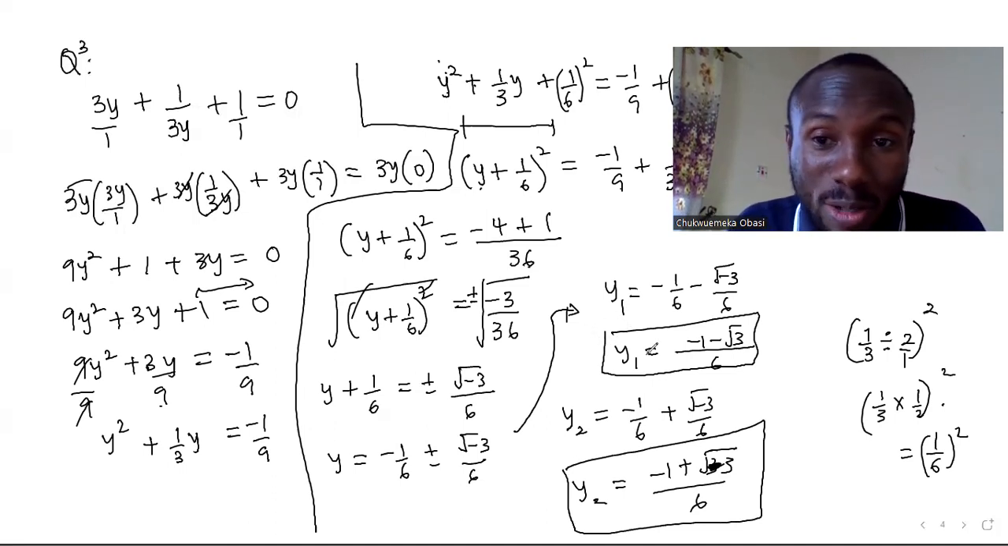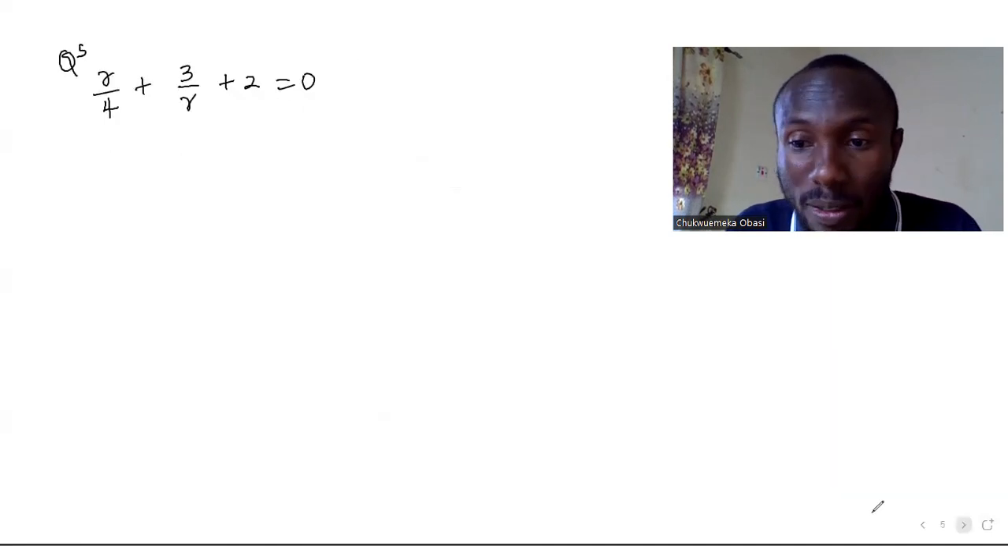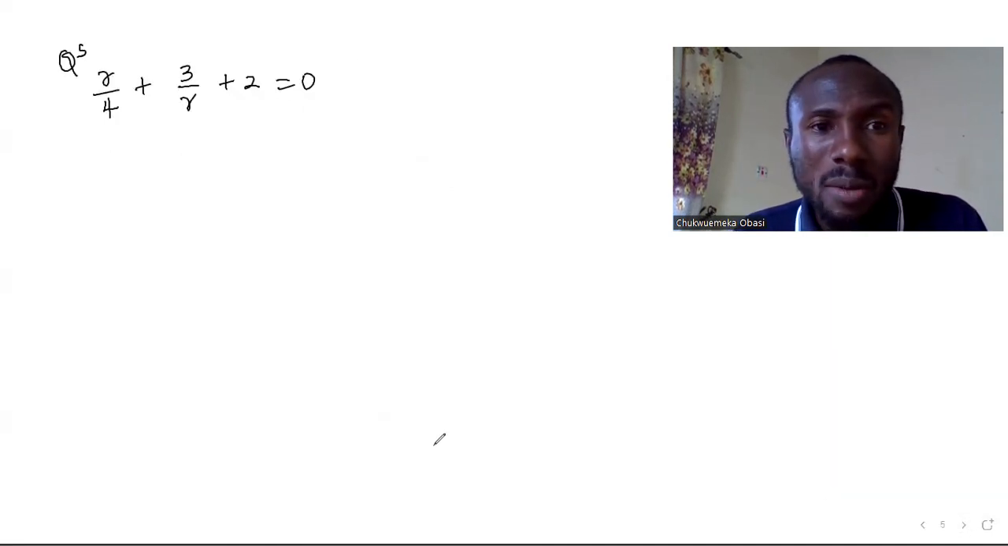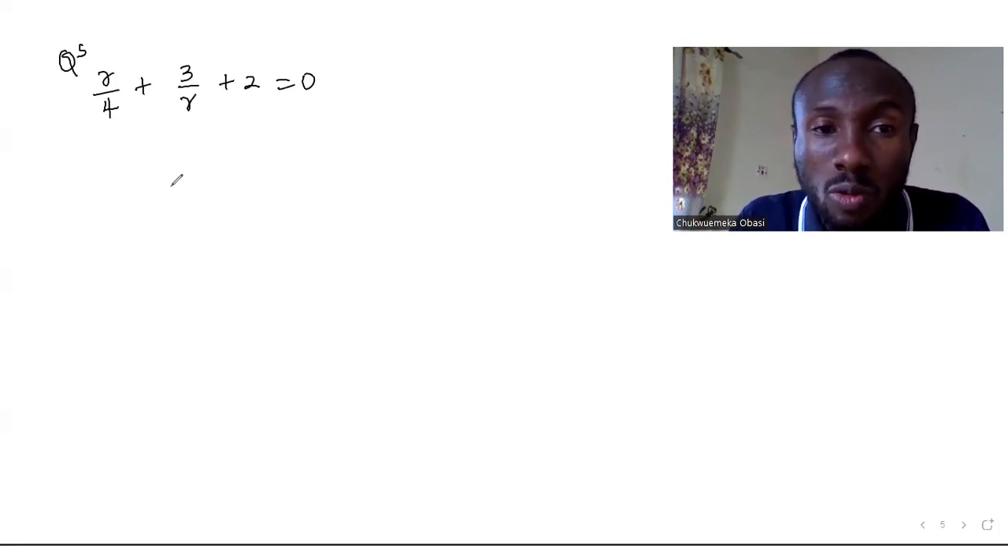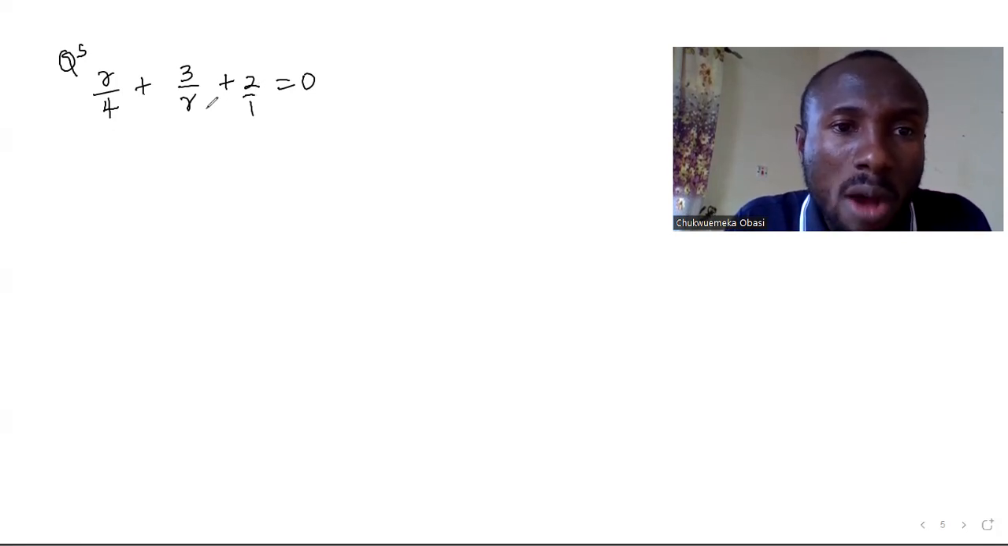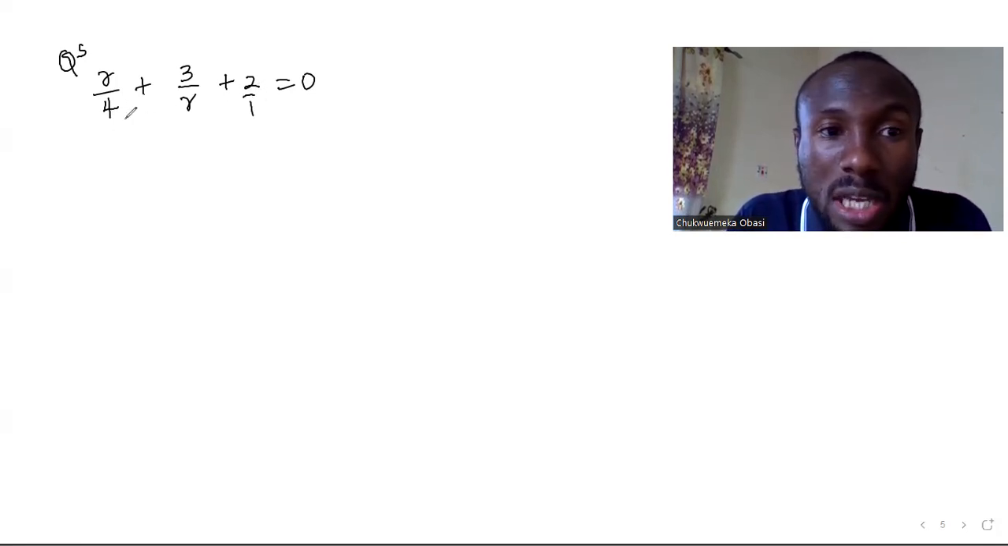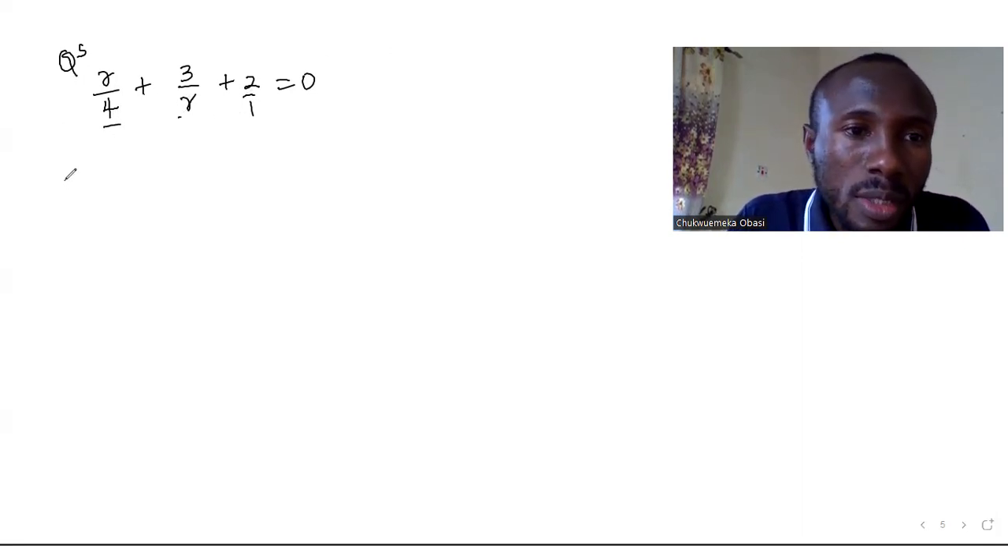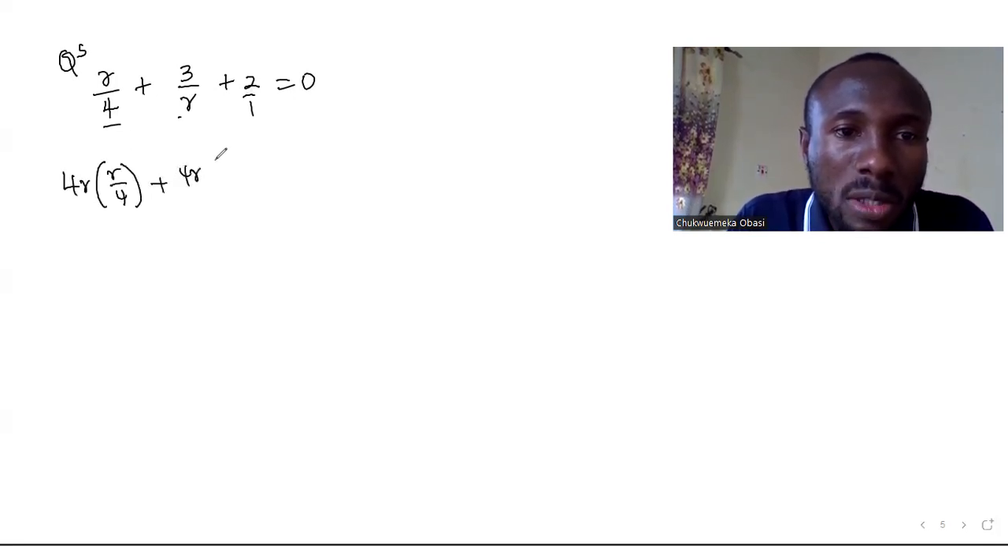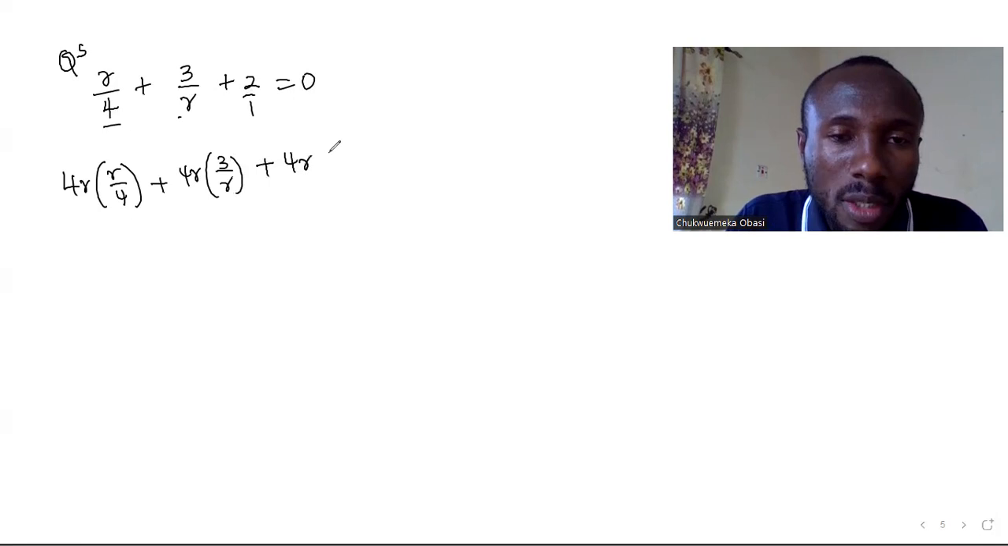All right, so let's go to the next question, which is question 5. This is almost like the one we just solved. I will not solve this problem, I'll just give you a hint on how to go about it. Now, this is 4, r, and 1. What is the LCM? The LCM is 4 times r times 1, which is 4r. So you multiply everybody by 4r. So you have 4r multiplying r over 4 plus 4r multiplying 3 over r, then plus 4r multiplying 2 over 1, which is equal to 4r multiplying 0.